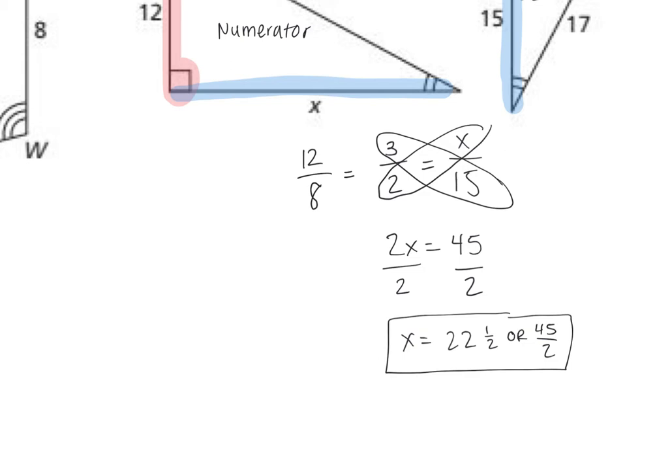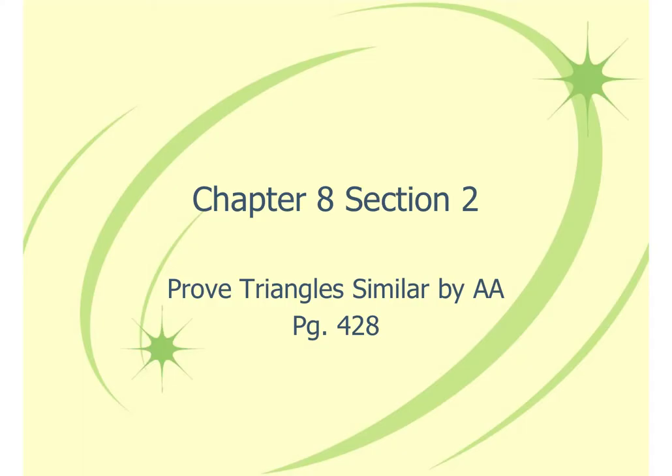Questions on number 4 on the warm-up? Okay, so you remember how yesterday we were doing all these problems, but we were told that the triangles were similar? Now we're going to have to prove that triangles are similar. And there's one super easy theorem that we're learning today, and it's the angle-angle theorem, okay? This is chapter 8, section 2, prove triangles similar by AA. Circle that AA and just write angle-angle, okay?